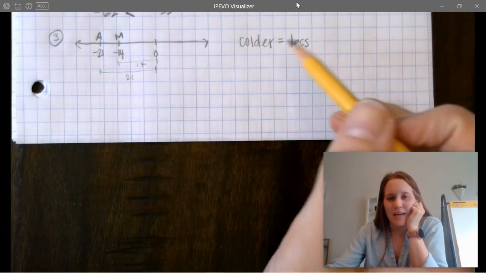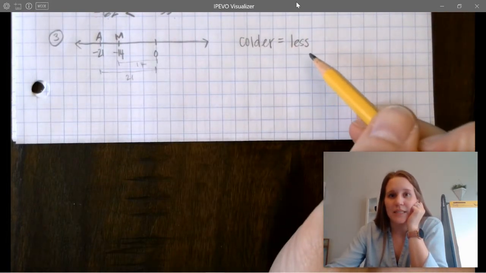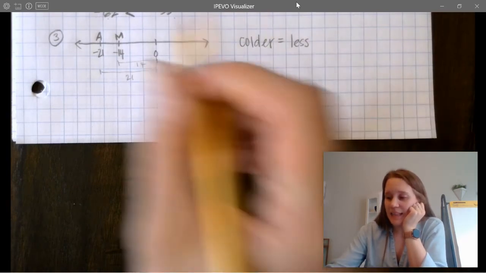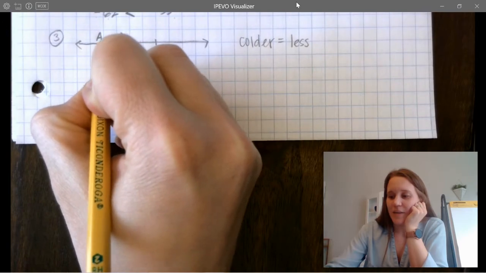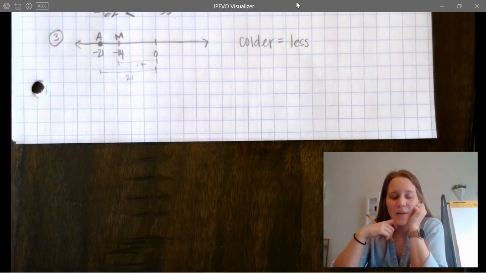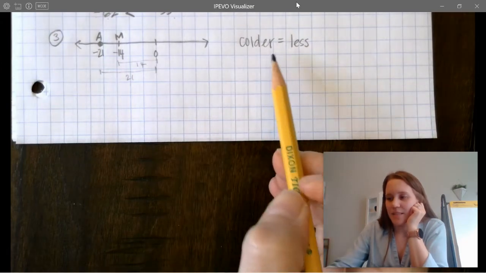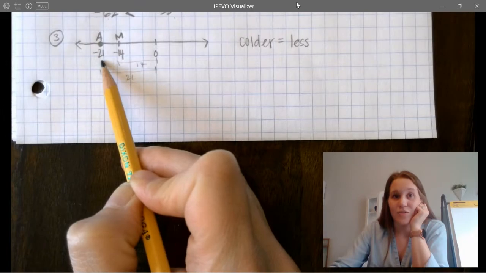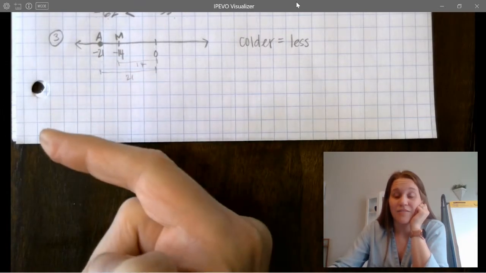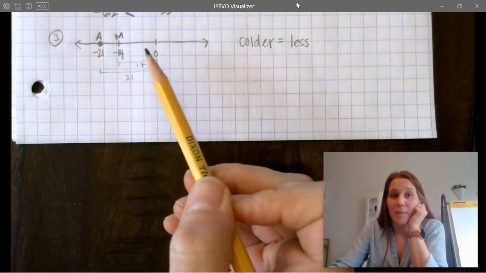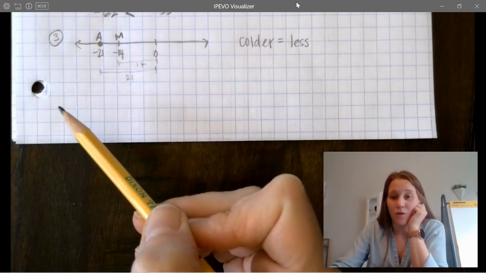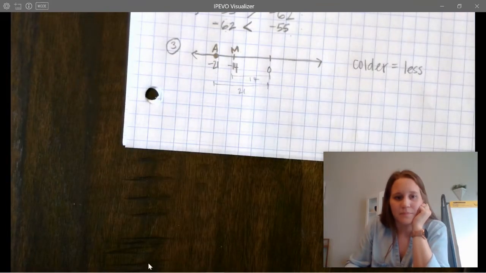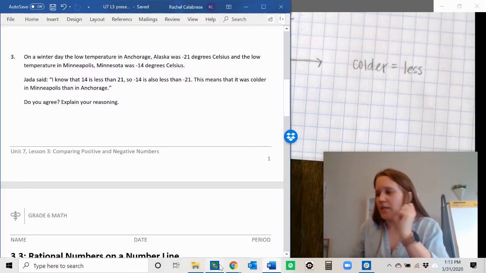Then I was thinking a colder temperature is less. So Jada was talking about which one is colder. I think that Anchorage was colder on this day. And I think that because the temperature for Anchorage is farther to the left on the number line than Minneapolis. So Anchorage must be colder. Okay, that's what I was thinking. Let's look back at the question one more time and see what she says.